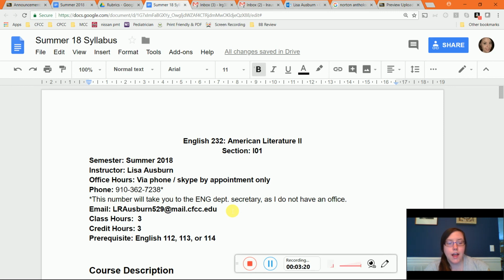Okay, so this class is 3 hours a week, 3 credit hours. You can log into Blackboard as much or as little as you need to in order to complete the assignments. So even though it's a 3-hour class, some of you might spend exactly 3 hours a week working on the assignments. Most people will probably spend more time than that. Some of you will spend less time than that, although I'm not sure that that's a good idea.